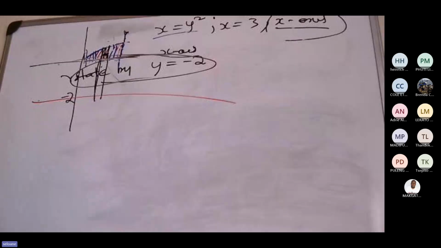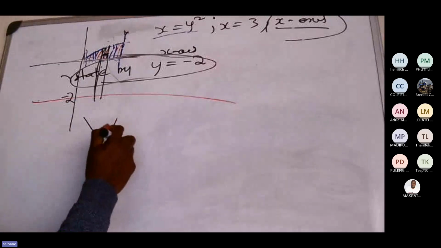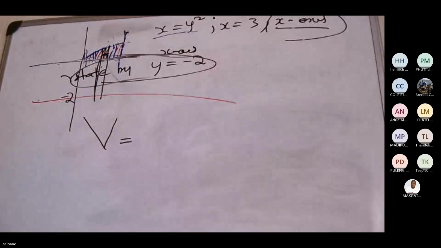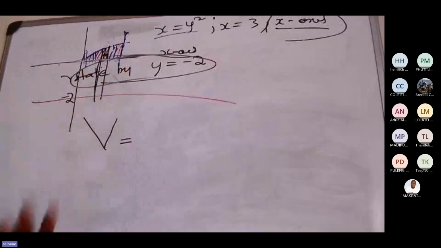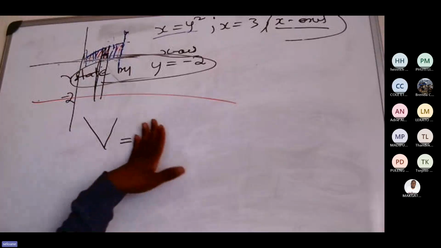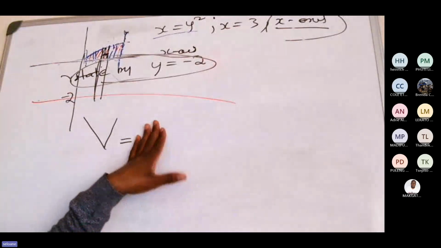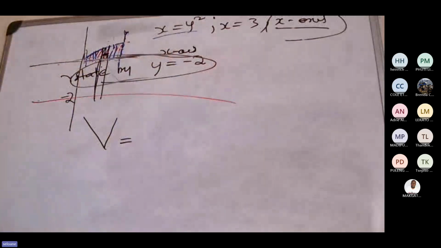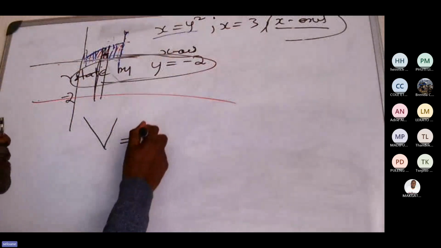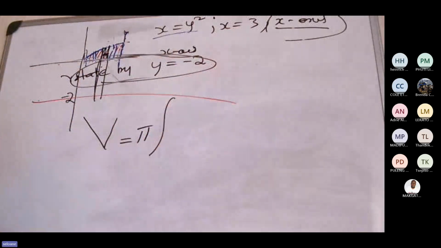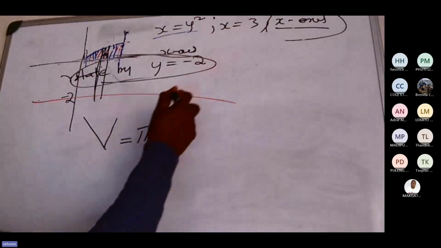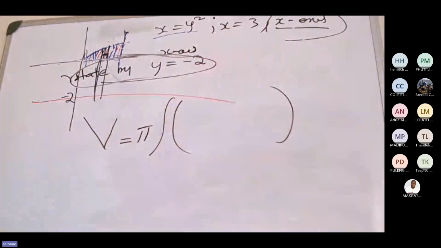Now, the formula is still the same. We just have to modify it. Although, in fact, this one that we are going to write is more general than the one that we started with. It will still have pi, the integral of this, good to go.